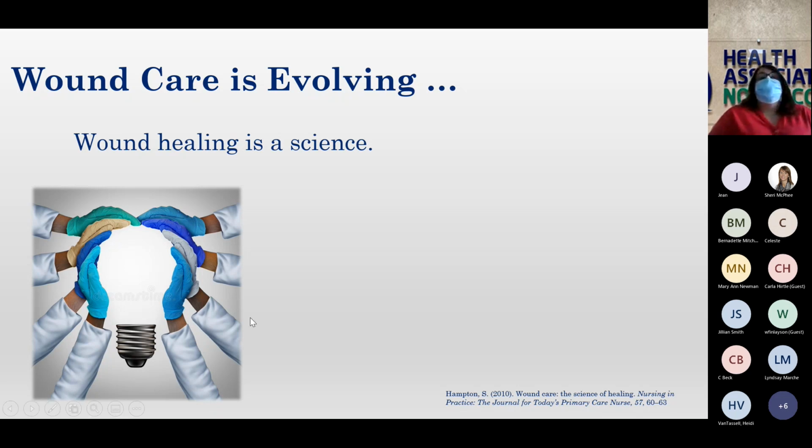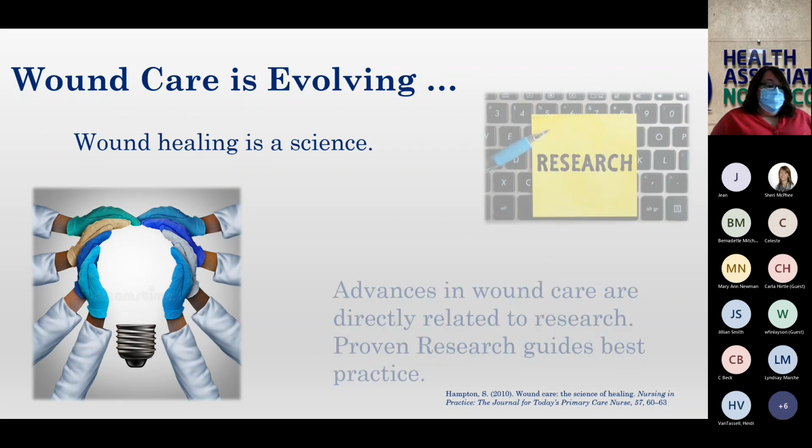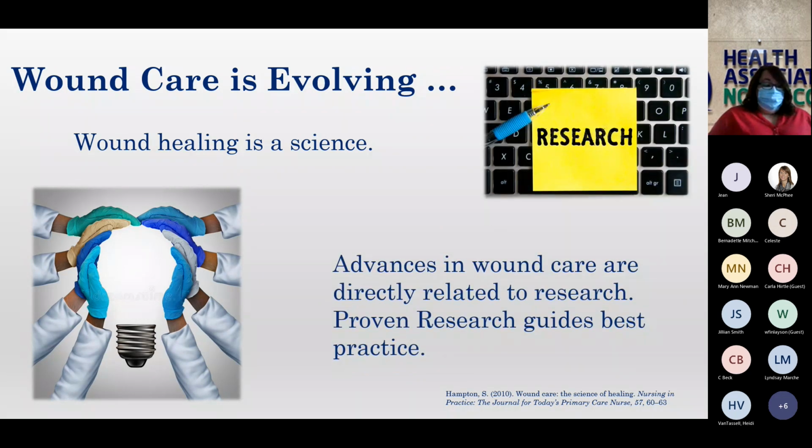Okay, so wound care is evolving. Wound healing is a science. It requires understanding of normal wound healing, causes of delays of wound healing, and the management of wounds. Every wound must be treated individually with regard to etiology, chronicity, location, and the level of microbial contamination, as well as individual factors that affect wound healing. Due to complexity, research is always ongoing. Advances in wound care are directly related to research. Proven research guides best practice.